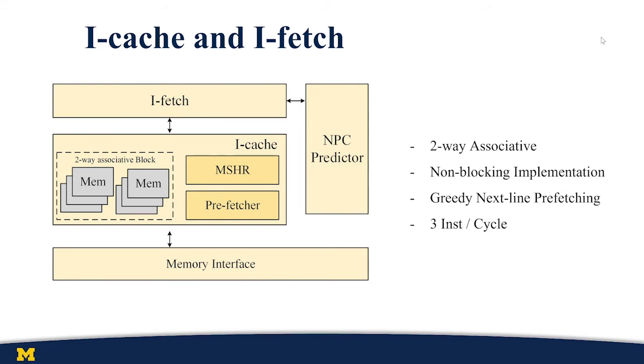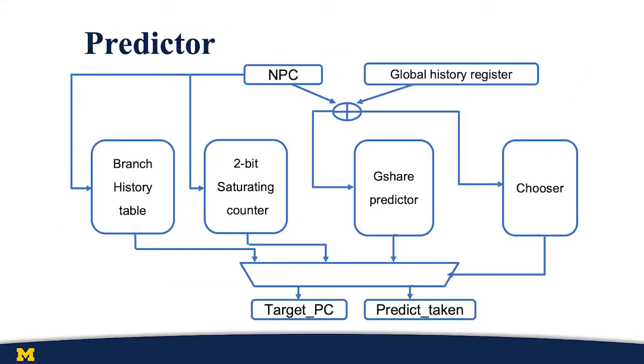Tianyuan maybe? So our predictor takes in the MPC from the fetching unit and outputs the predict result in 3 bits and also the possible target PCs. It has 4 modules: a 64-bit BTB, a 256-bit set-string counter, a G-share predictor, and also a chooser.